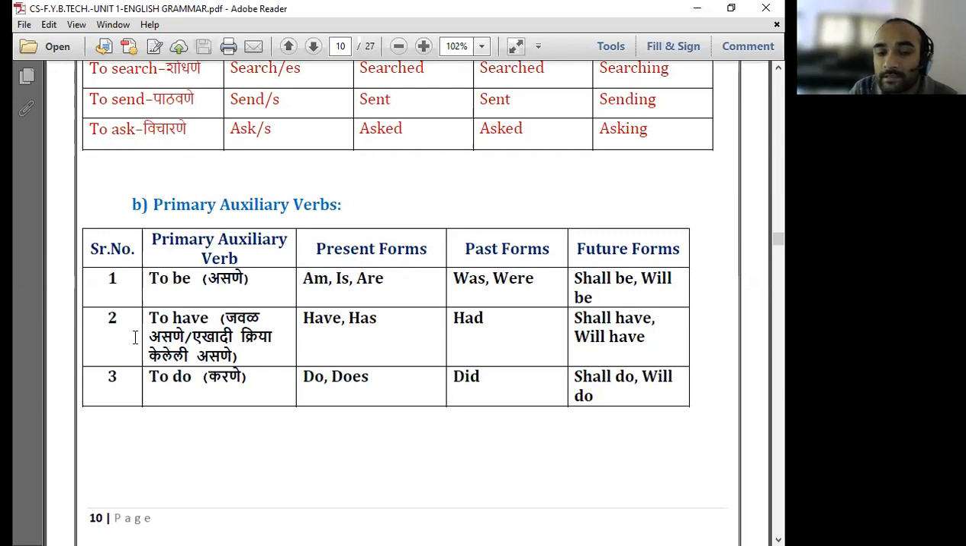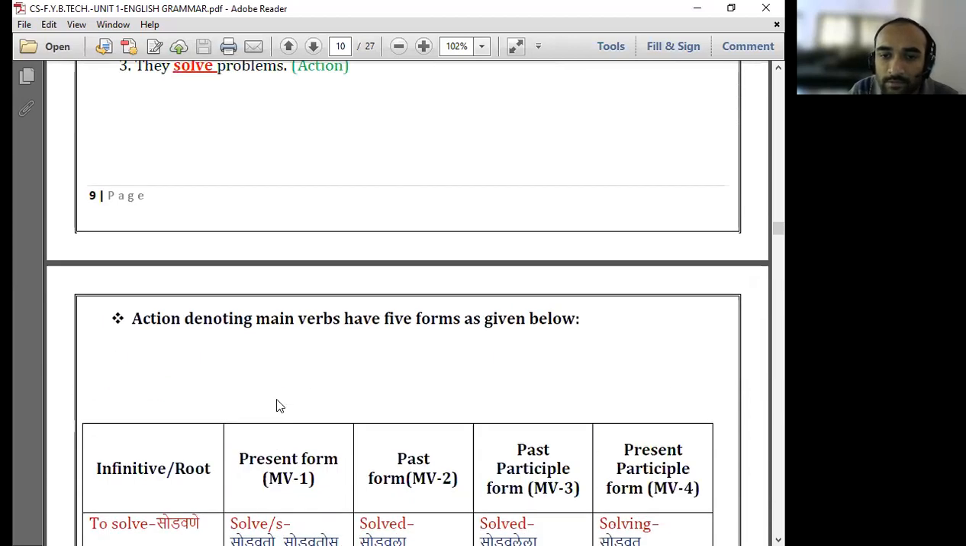Then primary auxiliaries of to have type are: in present tense, have or has; in past we use had; and in the future we use shall have or will have. Then to do types of primary auxiliaries: in present tense we use do or does; we use does for he, she, it, and do for all the rest. Then in the past tense we use did, and in the future tense we use shall do or will do. So this chart also we have done.